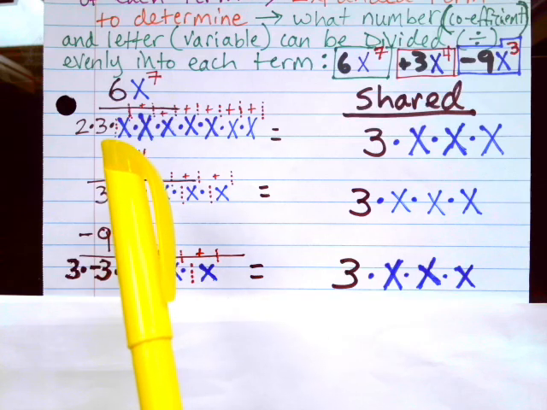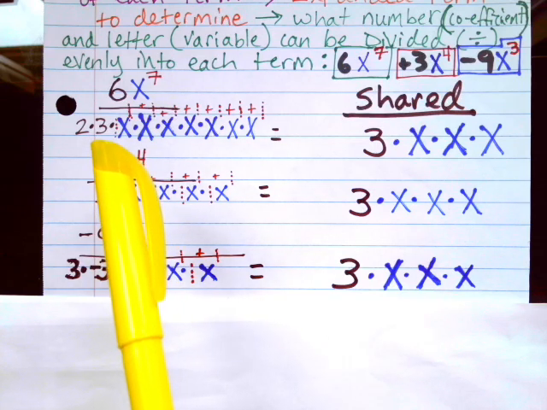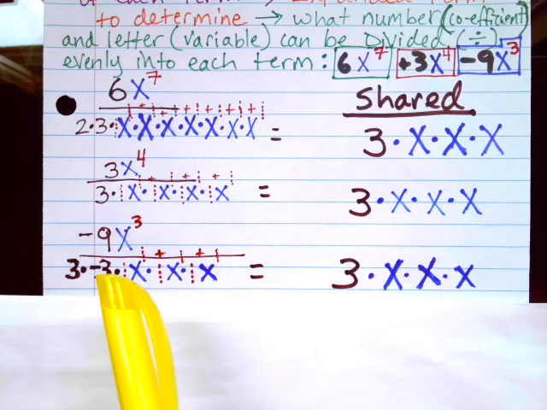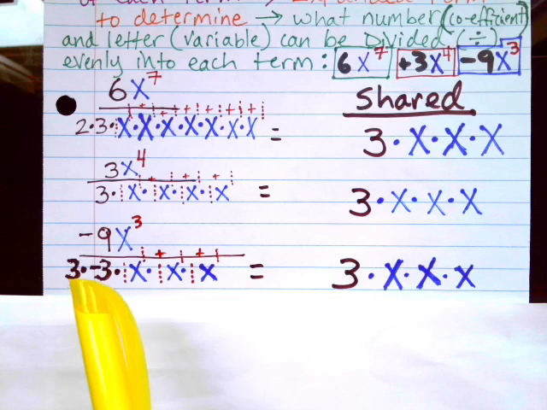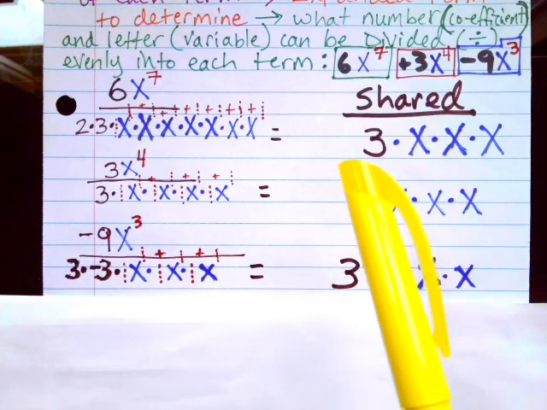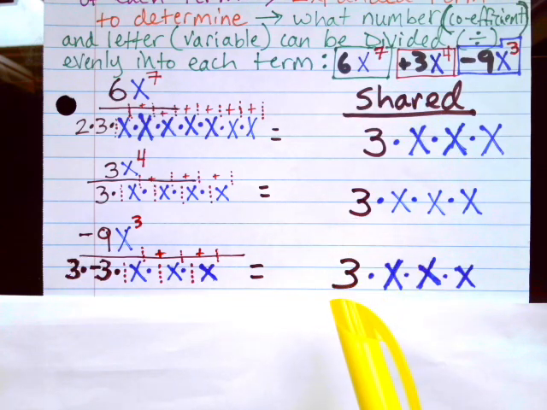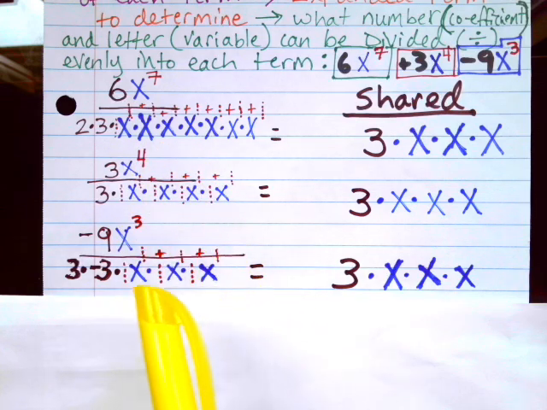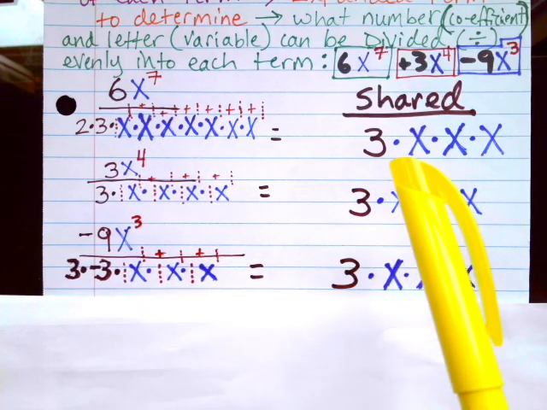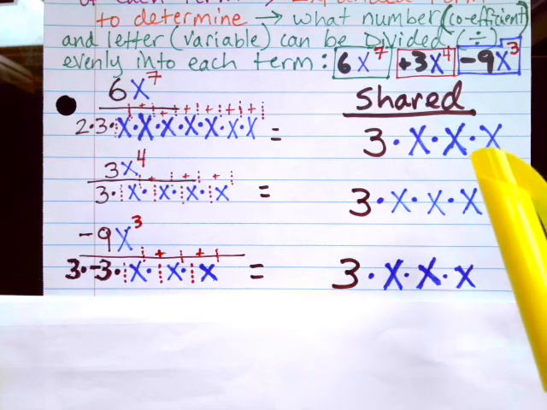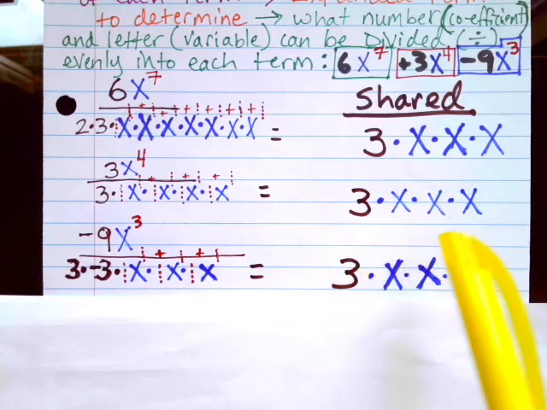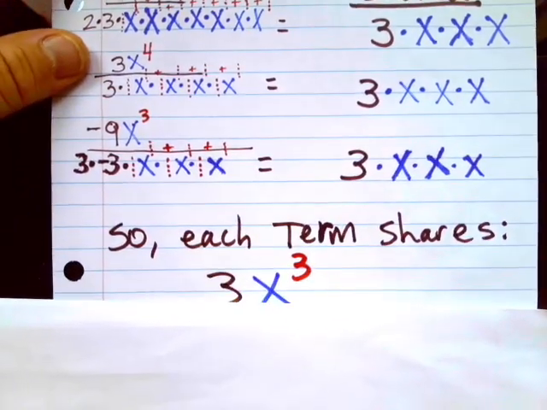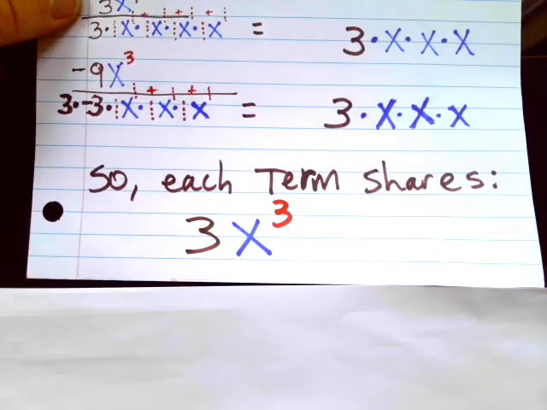What do each of these terms share? Well, this first term, 6x to the 7th power, has a 3. The next term, 3x to the 4th power, has a 3. And the negative 9x cubed has a 3. So I'm going to put over to the right what they share. They each share 3, and at least 3 x values. So 3 times x times x times x is that 3x cubed value that they all share.